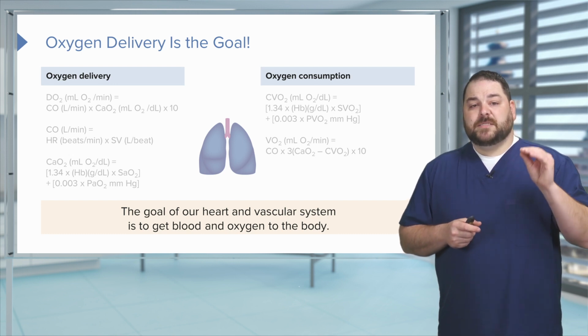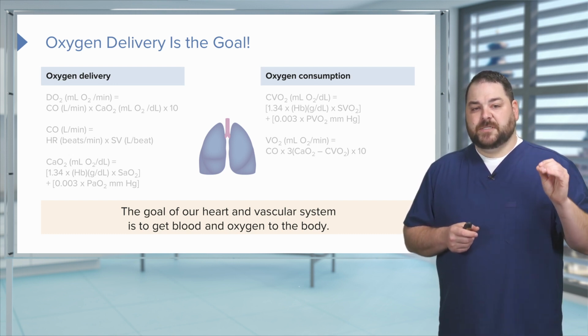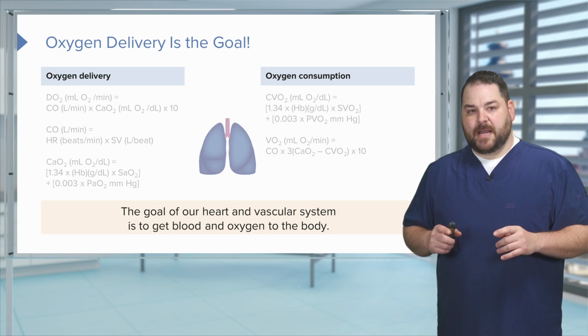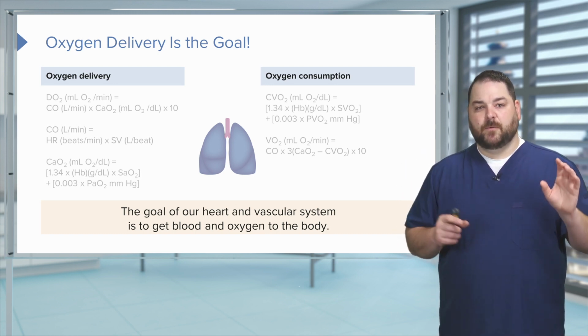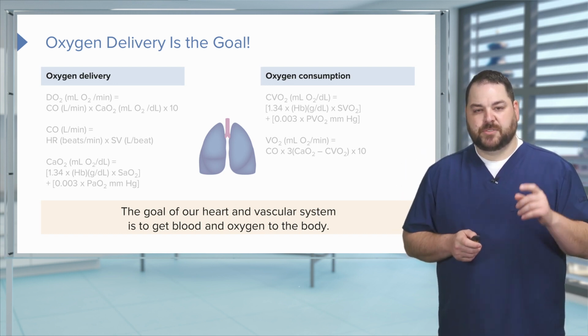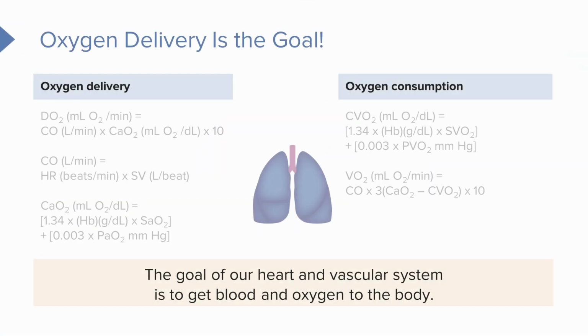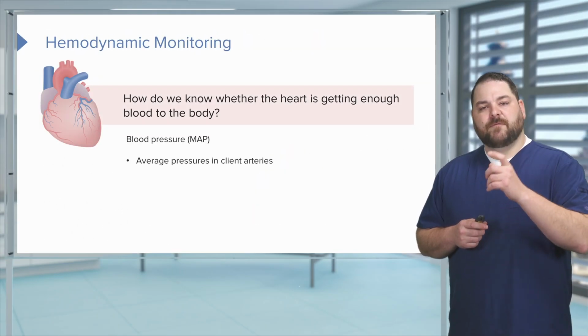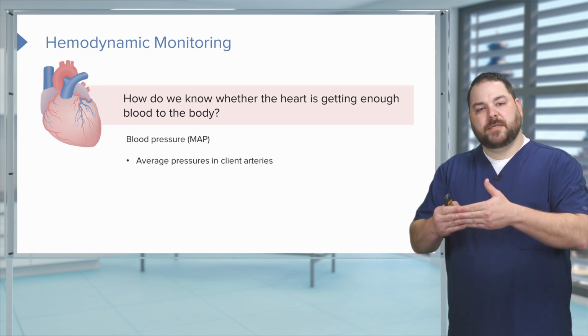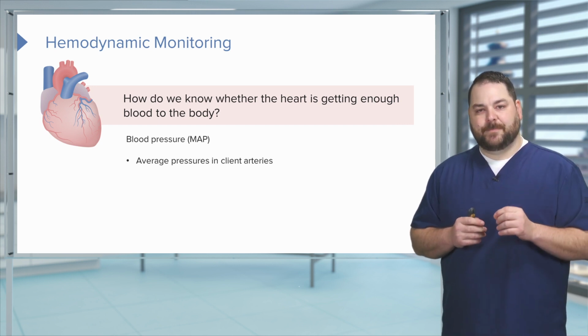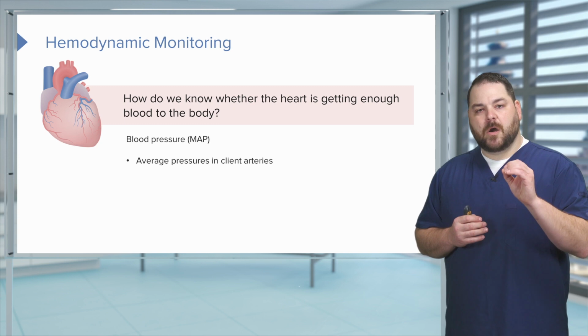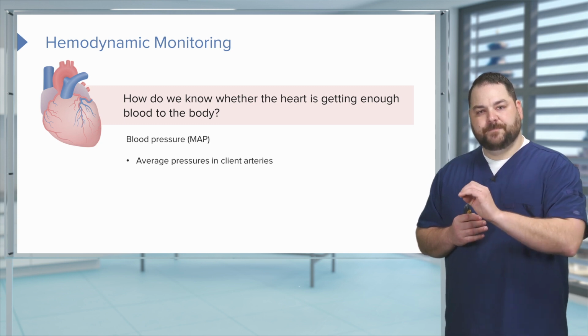All you need to know is the goal of our heart and our vascular system is to get blood and oxygen to the body. That's all this is saying with oxygen delivery and oxygen consumption. Just keep in mind, let's simplify it. The goal of the heart and the vasculature system is to get blood and oxygen to the body. So if the goal of our heart and our vasculature is just to get enough blood to the body, how do we know that's happening? How do we know that the heart is getting enough blood to the body?